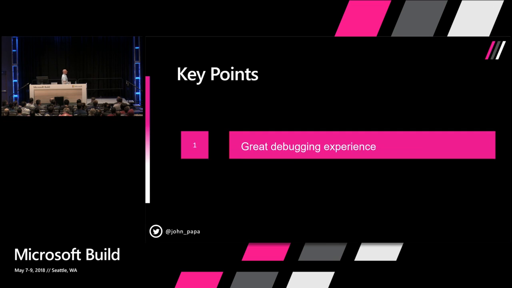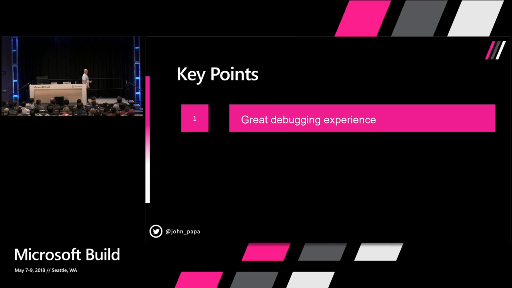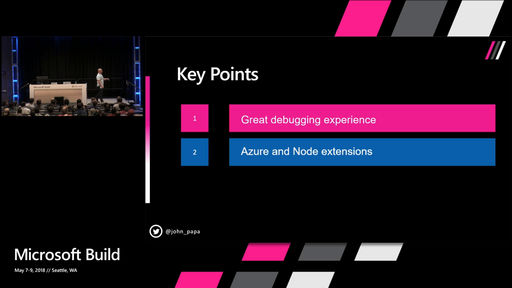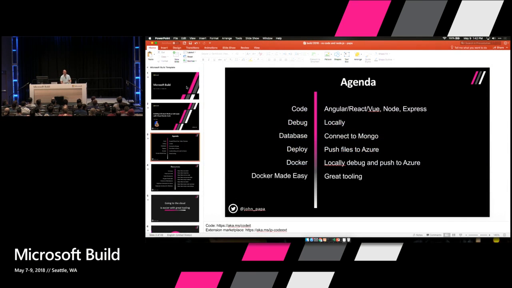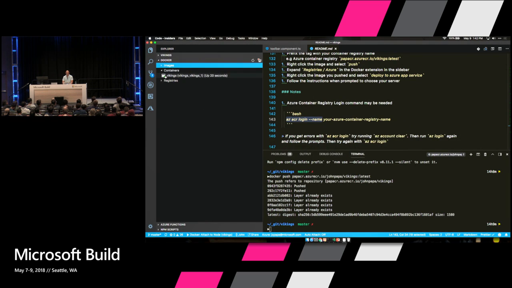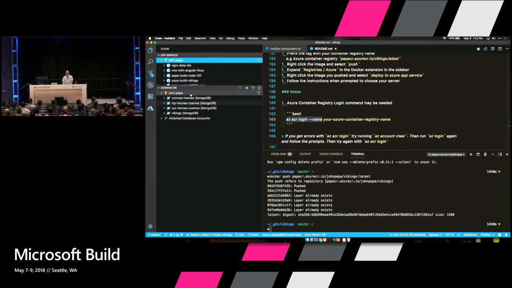So the key points here that we looked at is we get a great debugging experience with these different experiences. These Azure Node extensions, which I've got another one to show you as well, help us do a lot of the things so we don't have to remember all those commands. And we get this great Docker experience with these extensions. Basically, VS Code is making our lives a lot easier. But remember, I said that I had these environment variables as well. How do I actually set those?